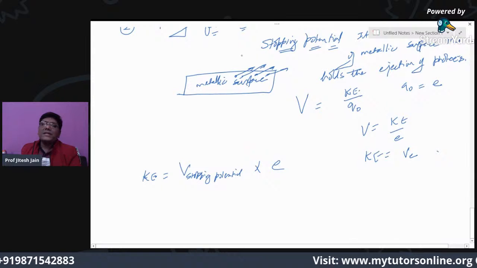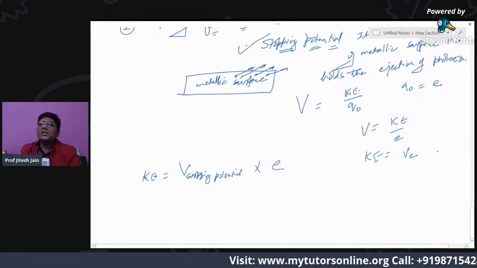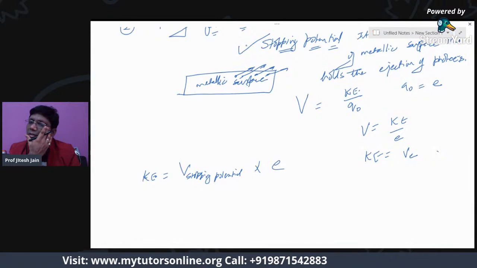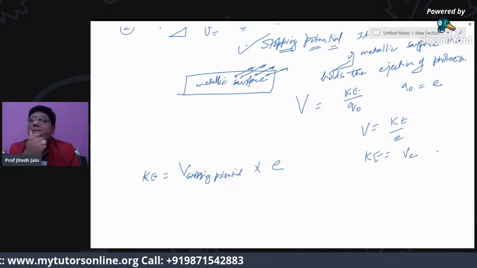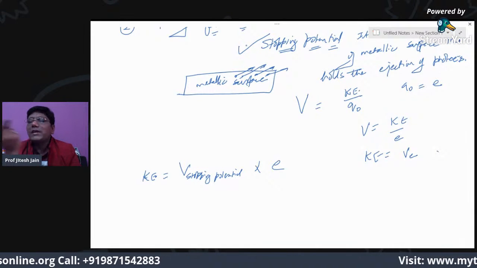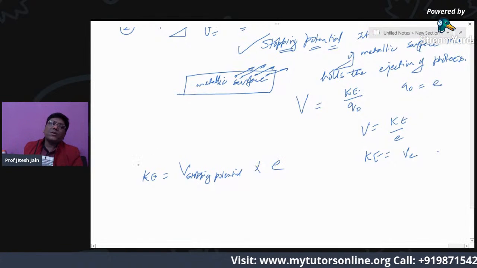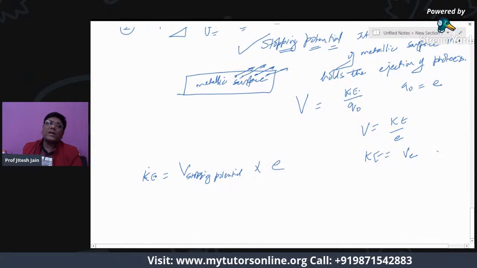For the kinetic energy, he introduced a term known as stopping potential. That means the stopping potential holds the electric charge on the metallic surface. So if you give the kinetic energy the same as the stopping potential, then the electrons are going to eject from the metallic surface. That means the kinetic energy is the stopping potential times the electric charge.